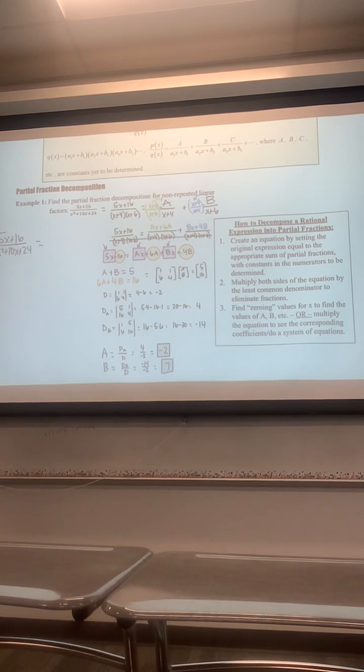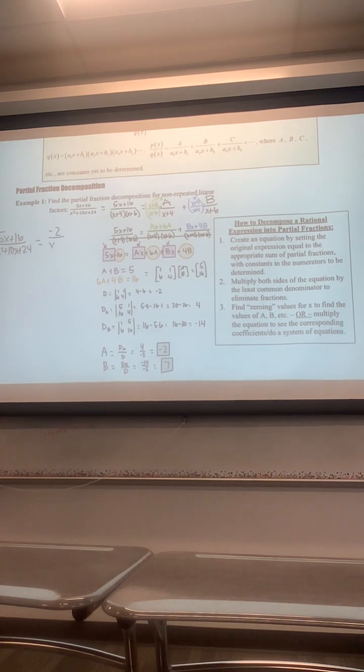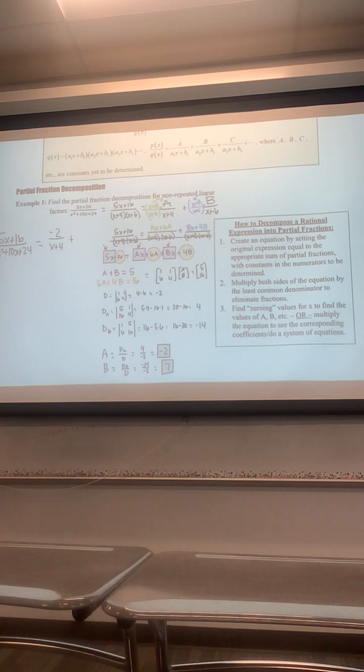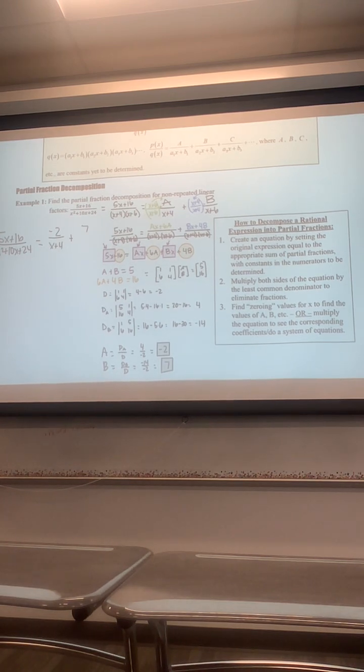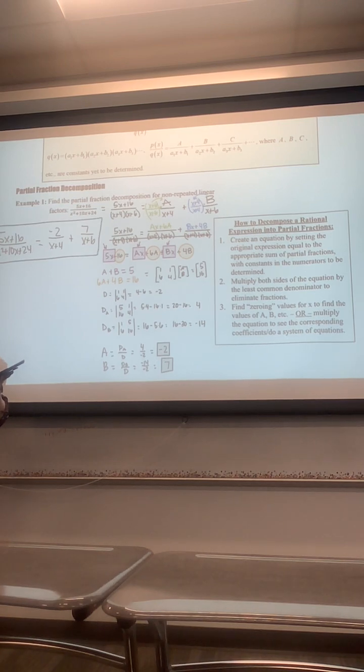So what we're saying is that 5x plus 16 over x squared plus 10x plus 24 is equal to a, or negative 2, divided by x plus 4, plus whatever b is, in this case 7 over x plus 6. This is our answer.